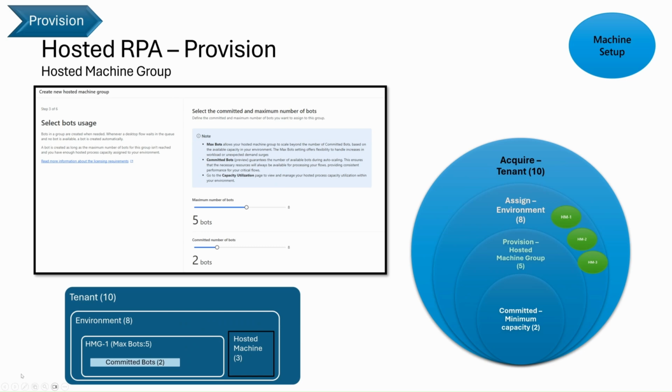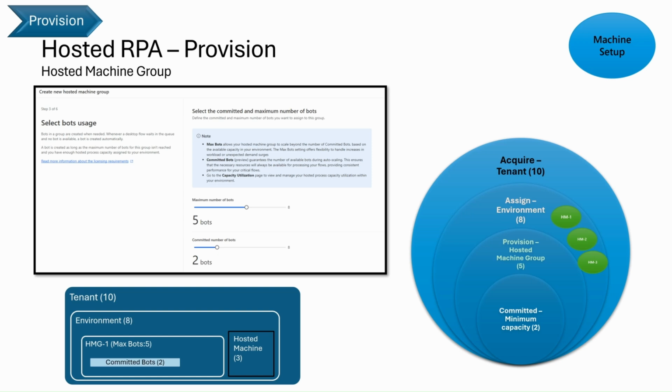Let me talk about this in a brief example. Let's say you have in your tenant acquired 10 hosted RPA licenses, of which you have assigned 8 of them to an environment where you are running automations in that hosted RPA environment, right? And 3 of them could be assigned to hosted machines, hosted machine number 1, 2, and 3. And the remaining 5 you assign to a hosted machine group.